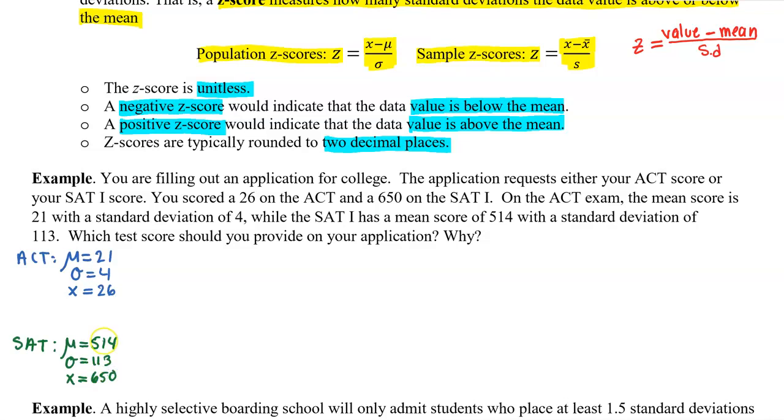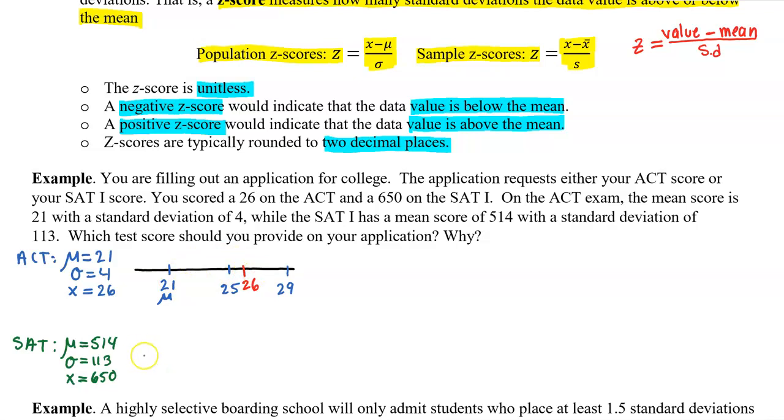So let's illustrate what's going on here with a picture. With the ACT, there's a number line. The mean is 21 and the standard deviation is 4. So I'm going to go one standard deviation above. I'm going to add 4, so the next number will be 25. And then one more would be 29. Our value of interest is 26. So 26 falls just a little bit above 25. As we can see, our score of 26 is 1 and a little bit more standard deviations above the mean.